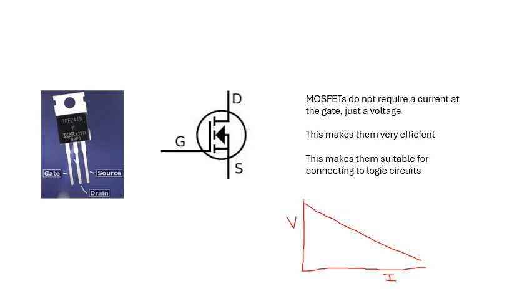So what you want is something with a very high input resistance, so it doesn't draw a current, so it doesn't change the voltage that you are looking at. So they have a very high input resistance, and that makes them suitable for connecting to logic circuits.